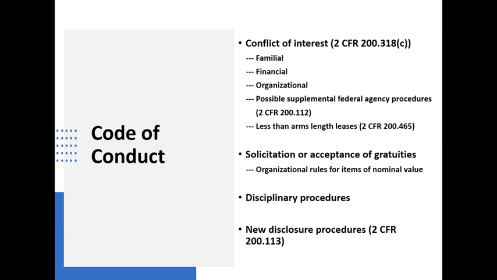Finally, there are some what I'm referring to as new, they aren't as new as they once were, disclosure procedures contained in the regulation itself. And what it says is that an organization receiving a federal grant has an affirmative obligation to report violations of federal law related to fraud, bribery, or gratuity violations.